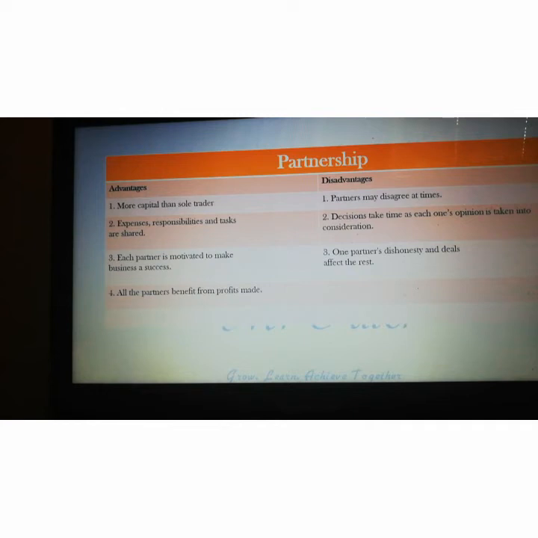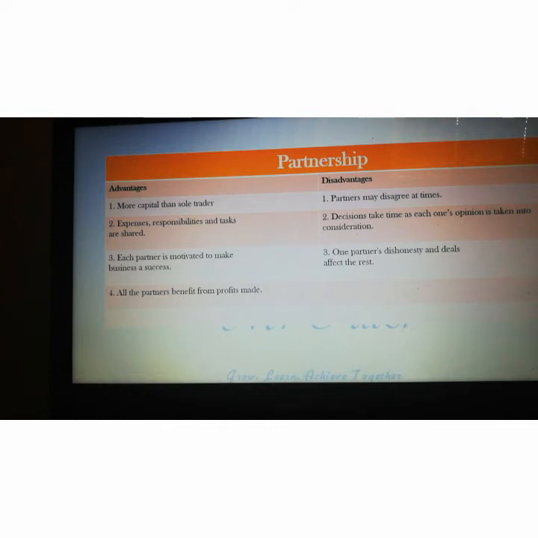We are going to discuss the second form of ownership, its advantages and disadvantages. This is a partnership. So what are the advantages of being in a partnership? There is more money or capital than a sole trader, because the size of the company is bigger than the sole trader or the sole proprietor in most cases. So there is more money to be made.